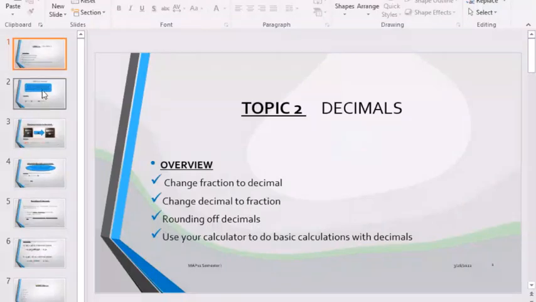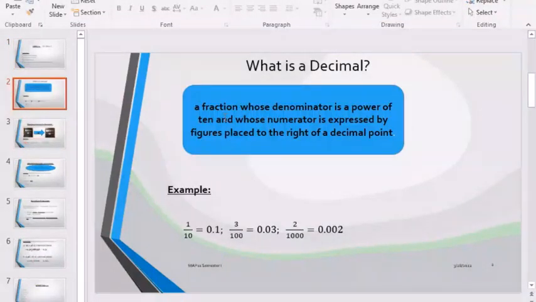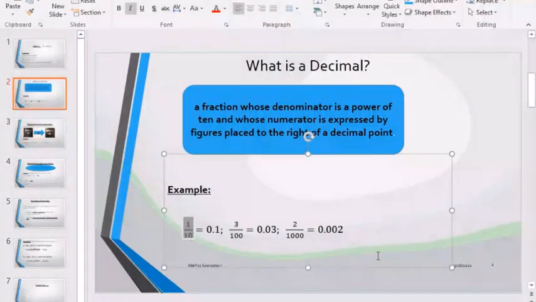So first of all, a fraction. What is a decimal? It's a fraction whose denominator is the power of 10 and whose numerator is expressed by figures placed to the right of a decimal point. So here are a few examples of decimals.